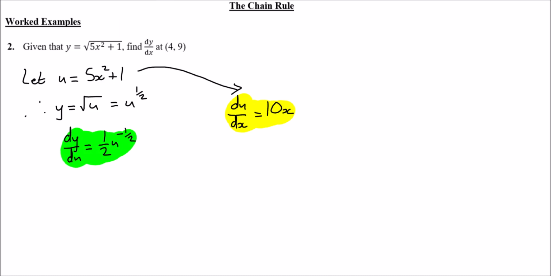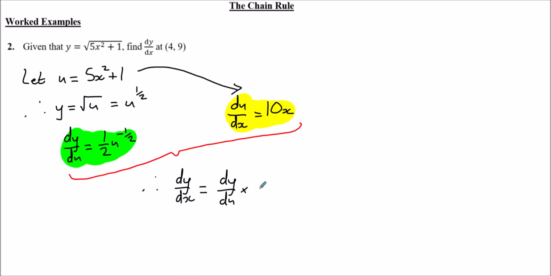So from these two bits here, we can say therefore dy by dx, which is dy by du multiplied by du by dx, is therefore going to be a half u to the minus a half multiplied by 10x.